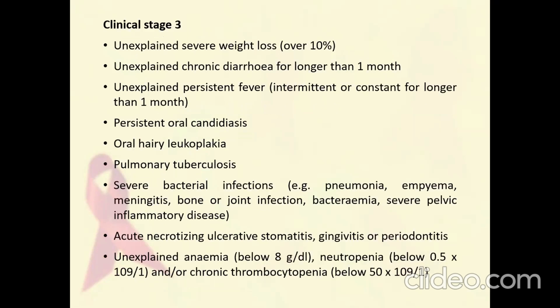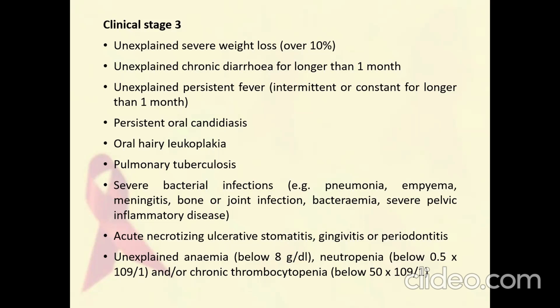Then stage 3. In stage 3, unexplained severe weight loss, that is over 10%. Unexplained chronic diarrhea for longer than 1 month. Unexplained persistent fever, it may be intermittent or constant, for longer than 1 month. Persistent oral candidiasis. Oral hairy leukoplakia. Pulmonary tuberculosis.